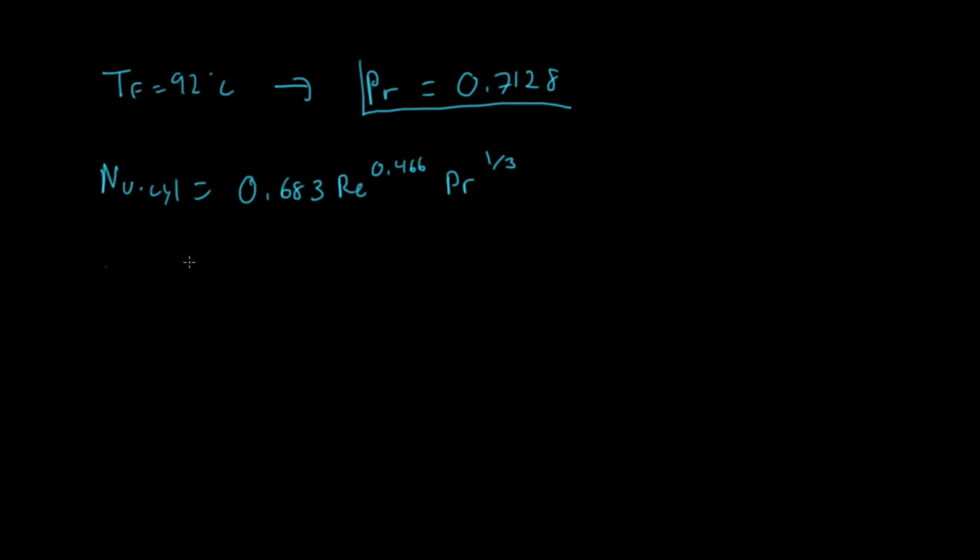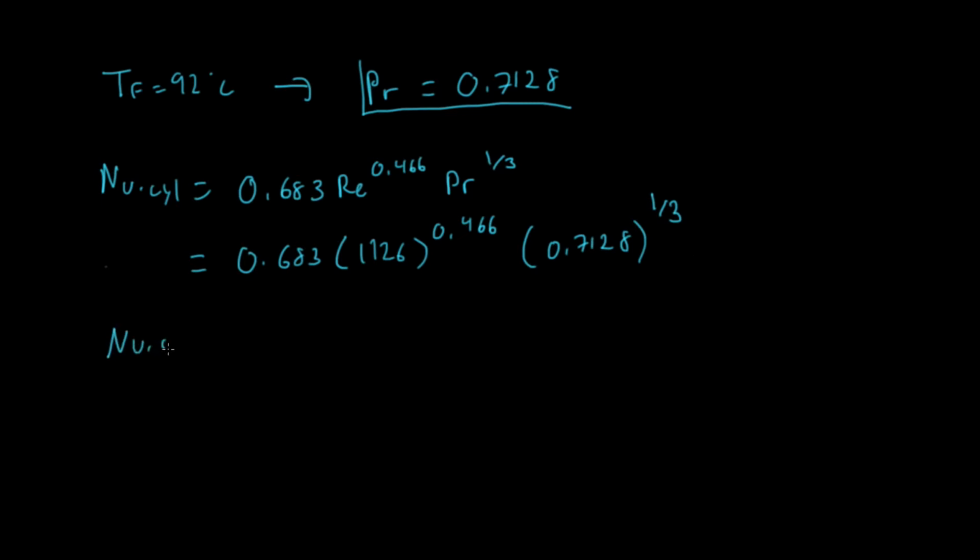Okay, so this is equal to 0.683. Our Reynolds number was 1126 to the 0.466. And our Prandtl number is right there, 0.7128. And this is to the 1/3. All right. Now I get a Nusselt number of 16.12.